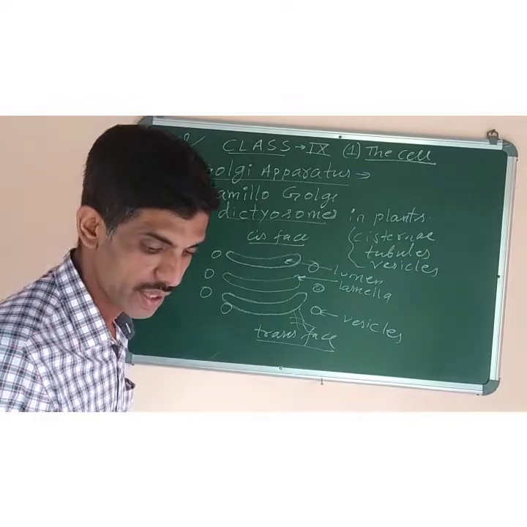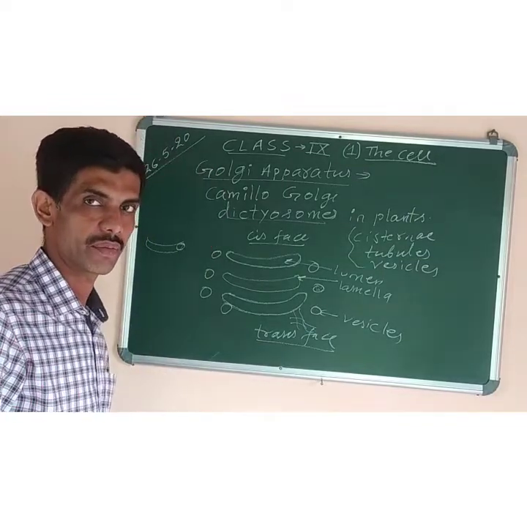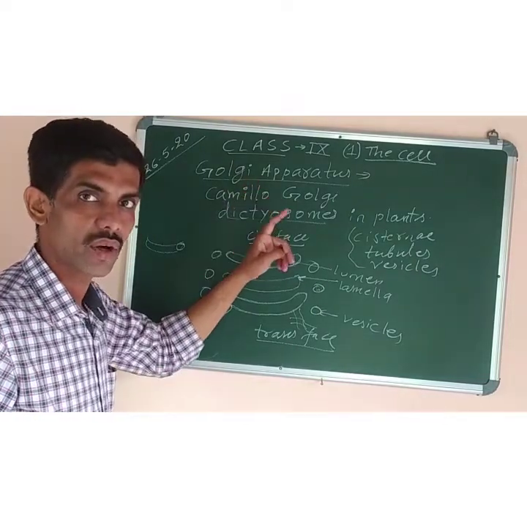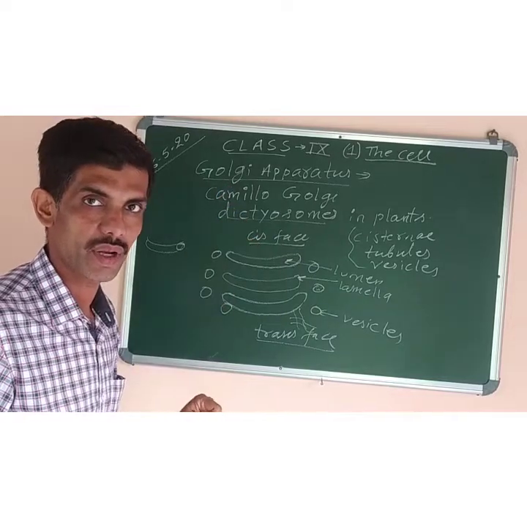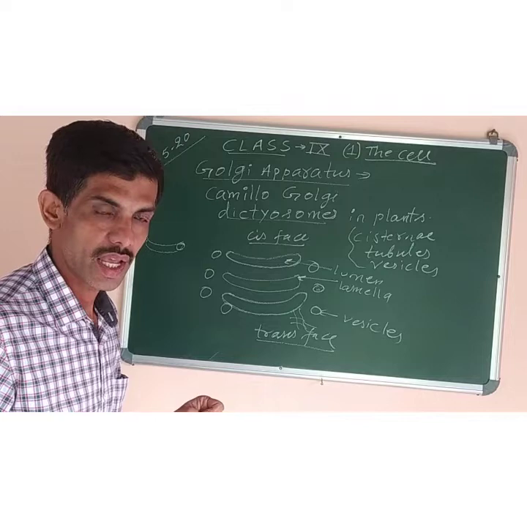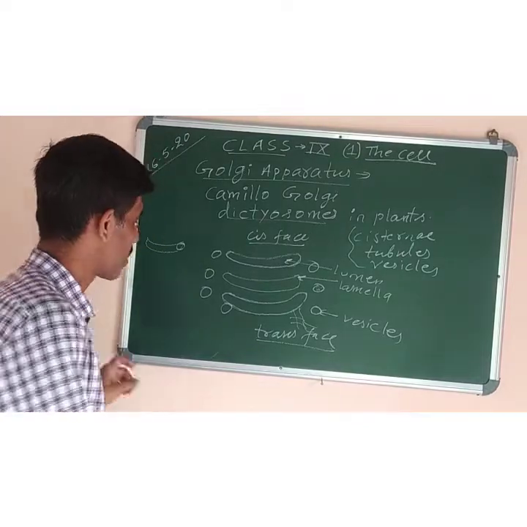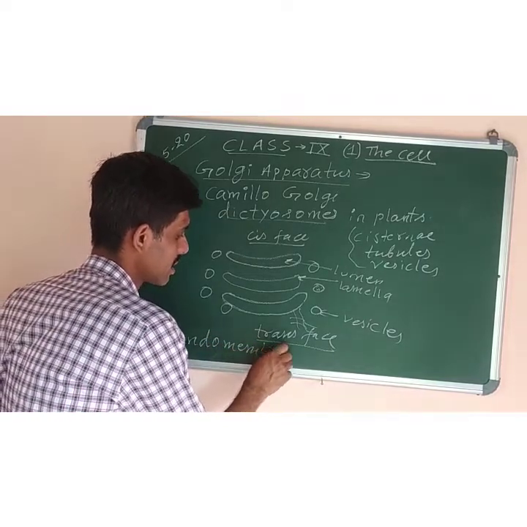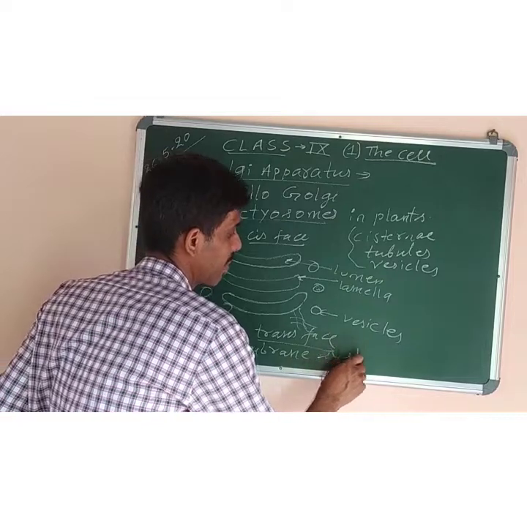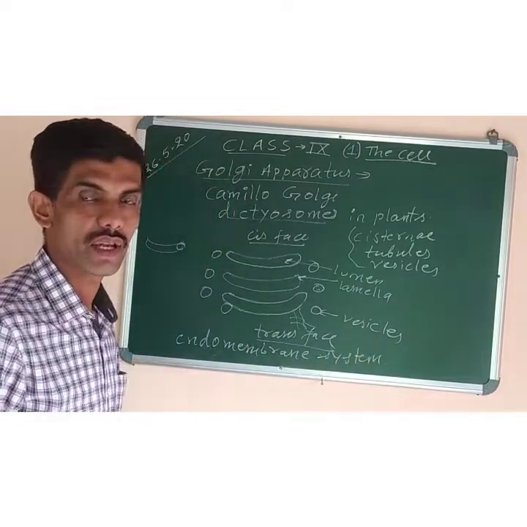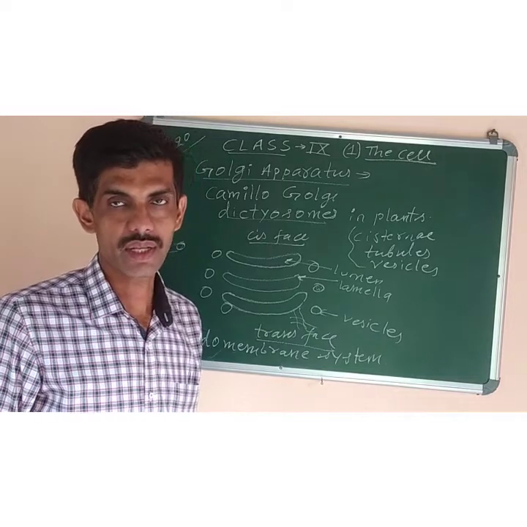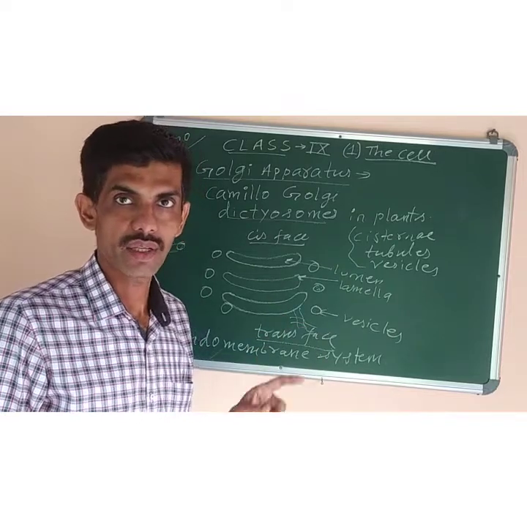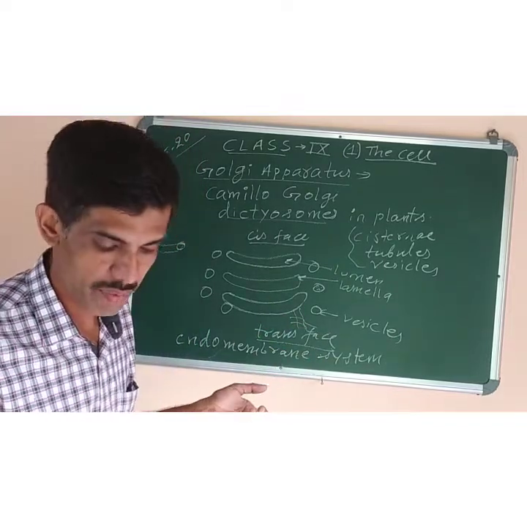Now next we have to study what the endomembrane system within the cell is. The Golgi apparatus, in association with the endoplasmic reticulum, lysosomes and other cell organelles, forms a network. That network is called the endomembrane system. If it is asked what the endomembrane system is: it is a network of organelles present inside a cell that includes the endoplasmic reticulum, Golgi apparatus, lysosomes, nuclear membrane, cell membrane, etc.